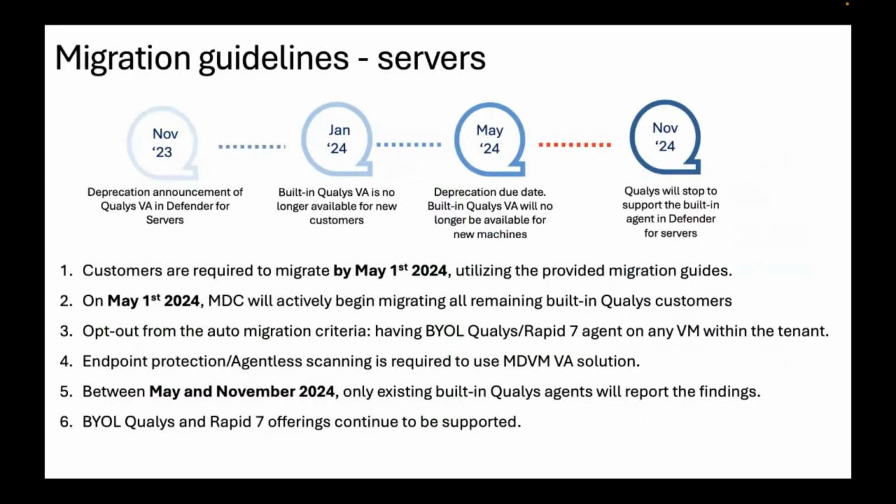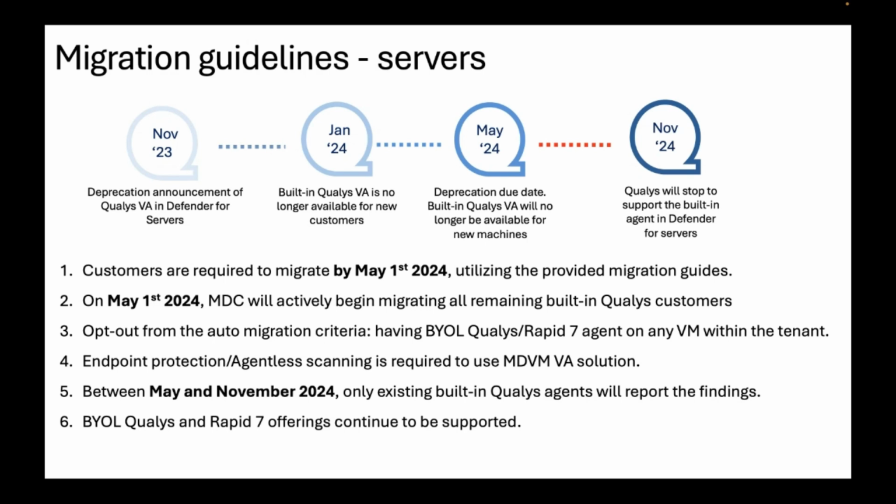Talking about migration guidelines. So when we take a look at the migration roadmap, then we started similar to the containers environment in November with the deprecation announcement of the Qualys VA as part of Defender for Servers. Early January, we stopped the built-in Qualys vulnerability assessment solution to be available for new customers. New customers within that scope means a customer that has not yet been using Qualys vulnerability assessment on their subscription. That can also mean an existing customer, so someone who has been using Qualys vulnerability assessment so far and creates a new subscription. That new subscription can no longer use Qualys as the vulnerability assessment solution.